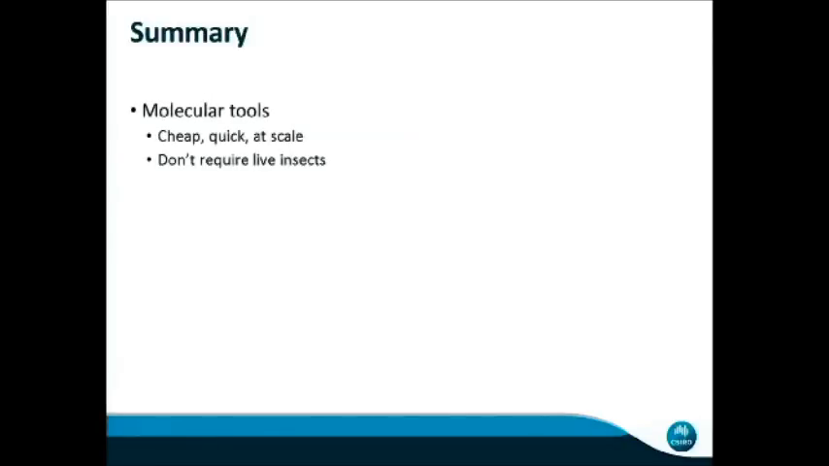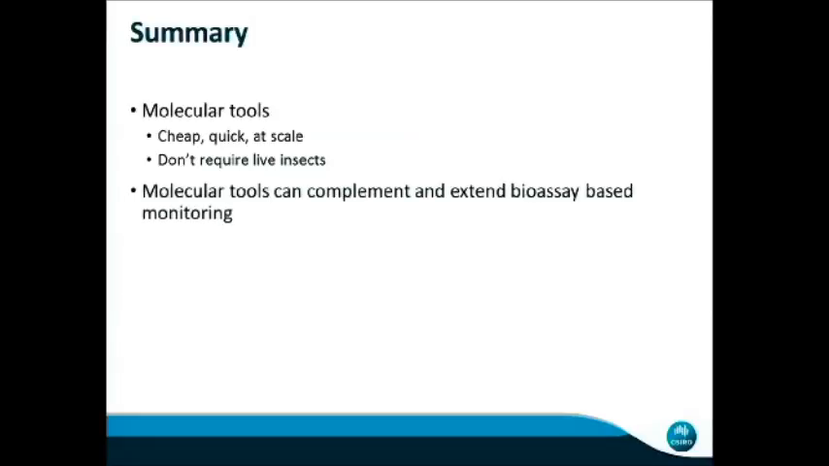So to summarize, molecular tools, I'm pretty sure everyone would agree they're cheap, quick, and you can do them at scale. And the other advantage is they don't require live insects. What we'd like to do is get to the stage of collecting trap caught material, looking at the whole thing that way. But they complement and extend bioassay-based monitoring. So you've still got to know that you have a phenotype if you're looking for resistance after the fact. In BT resistance, for example, we're preemptively monitoring for resistance. There isn't widespread BT resistance or failure in Australia. We're looking for alleles before the fact.